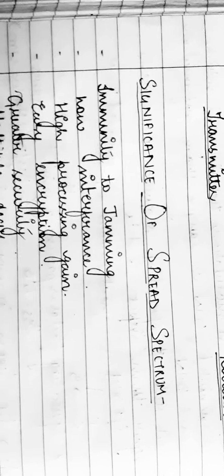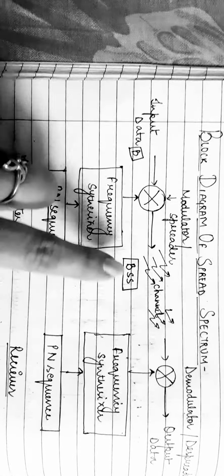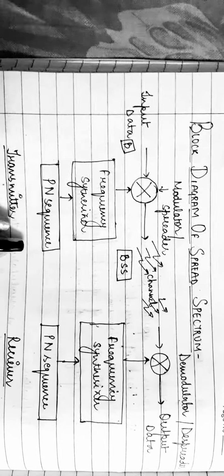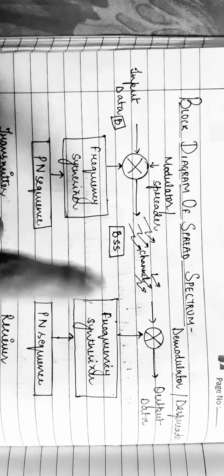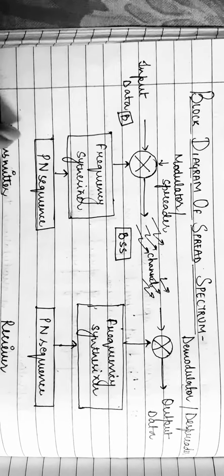Now coming to the significance of spread spectrum. The first one is immunity to jamming. Second, low interference. Third, high processing gain. Fourth, easy encryption. Fifth, greater security. And next, multiple access. Whatever code we transfer to the receiver end, except the user, nobody else will know about the code. So this is the greatest point, that it provides security to the code. So this is all about spread spectrum.